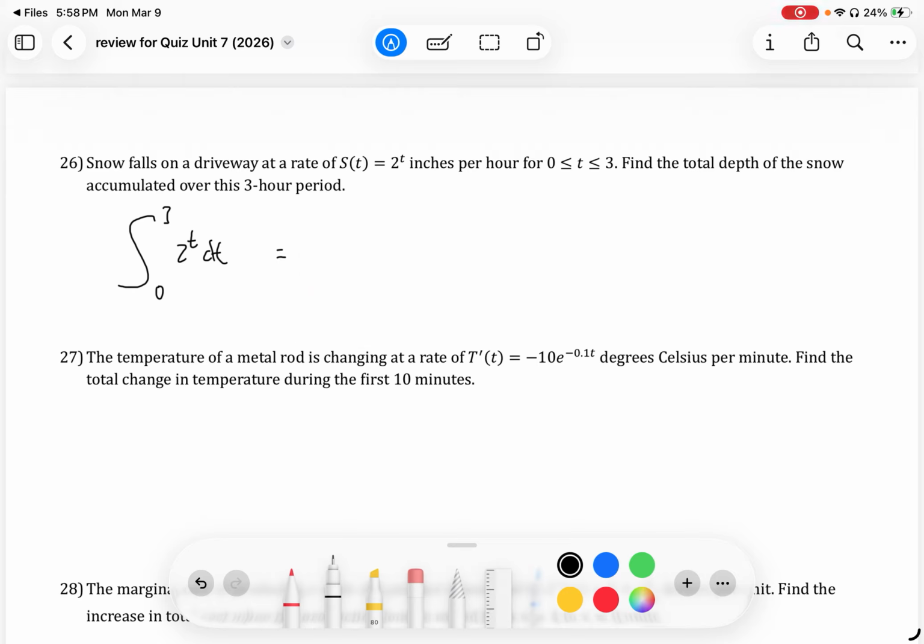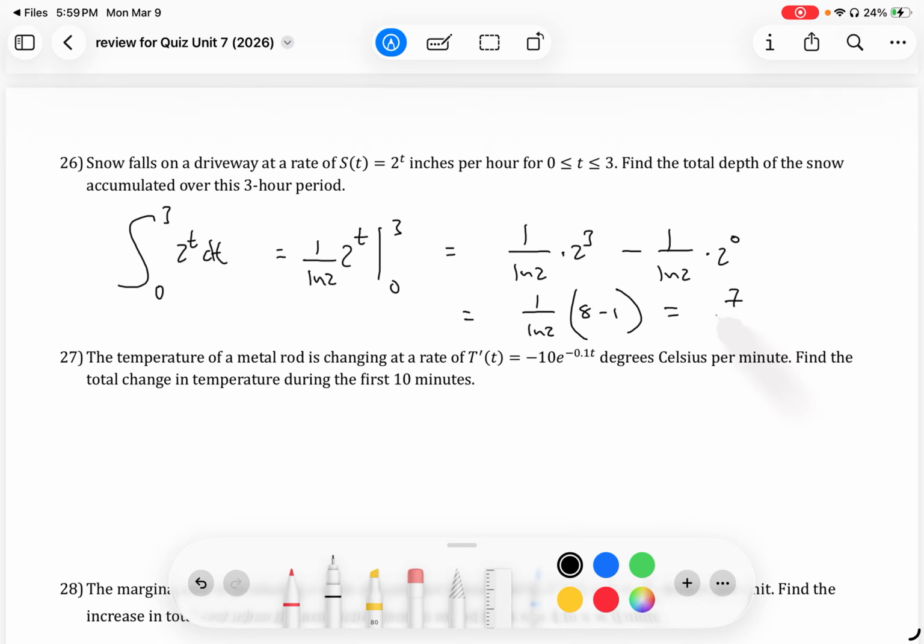The antiderivative of 2 to the t is 2 to the t times 1 over ln 2, evaluated between 0 and 3, which is 1 over ln 2 times 2 cubed minus 1 over ln 2 times 2 to the 0, which is 1 over ln 2 times 8 minus 1, or 7 divided by the natural log of 2 inches. I'll let you get a decimal approximation for that because I don't have a calculator currently ready.